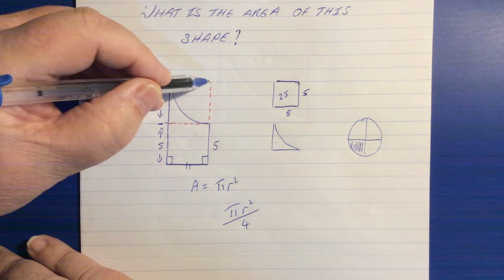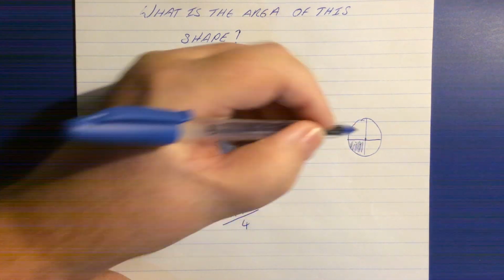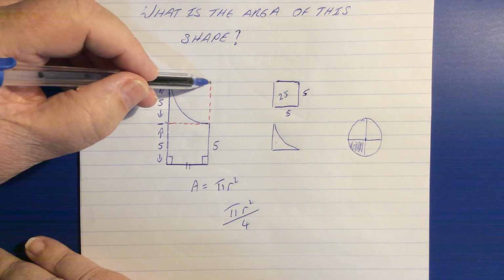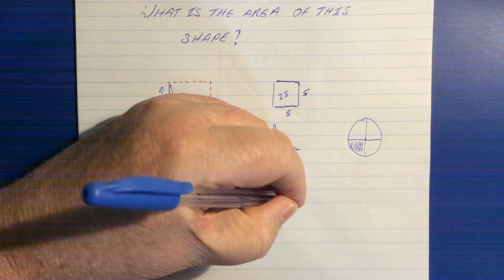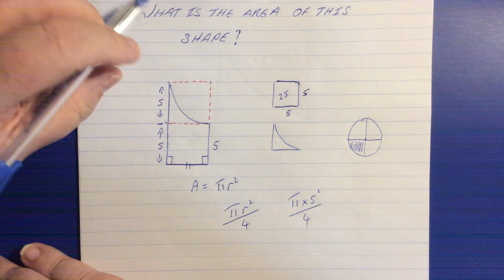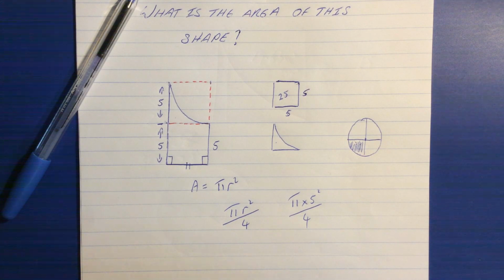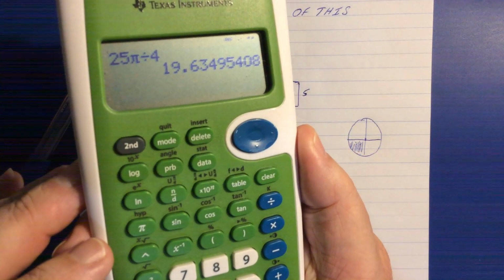Well, this point here corresponds to this point here in my badly drawn diagram, and we know that that's 5, so the radius is 5. So it is pi times 5 squared divided by 4. That is 25 times pi divided by 4. So out with the calculator. And what we get is that number there.